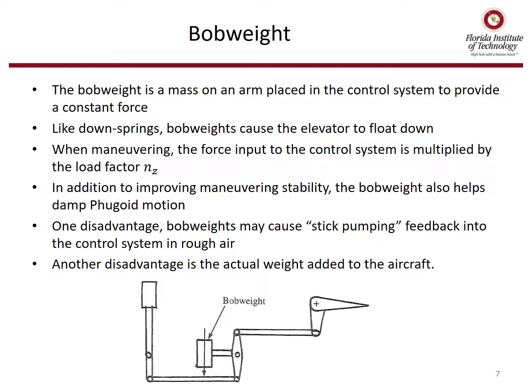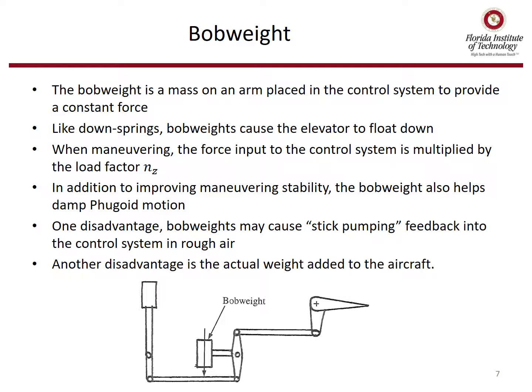The bob weight is a mass on an arm placed in the control system to provide a constant force. And like the downsprings, bob weights cause the elevator to float down. When maneuvering, the force input of the control system is multiplied by the load factor NZ. In addition to improving maneuvering stability, the bob weight also helps damp out the phugoid motion.